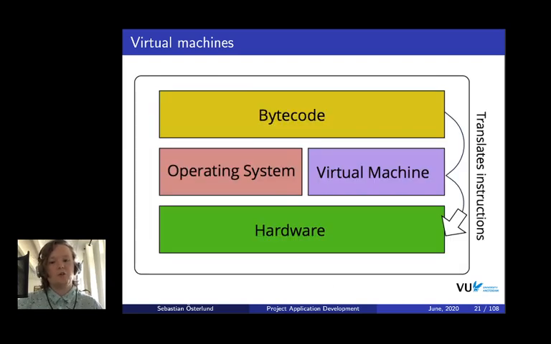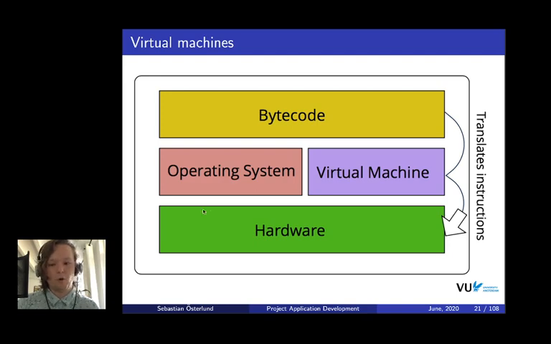But usually the layout of a virtual machine is something like this. You get as input bytecode here at the top level. Then your virtual machine, which is here, interprets this bytecode and translates it into the real hardware instructions that are run on your hardware. So suppose you have Java bytecode, the Java virtual machine here would interpret the Java bytecode into x86-64 instructions if you run it on your laptop, for example.